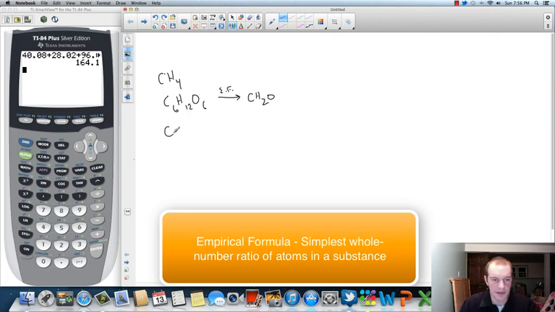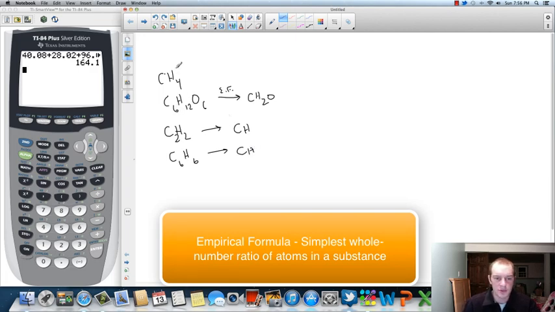Another example could be something like CH. Better yet, C2H2, which is acetylene, or ethyne. It's used for welding. It's a gas. We can see obviously that C2H2, which is ethyne, can be broken down into CH. Not only can C2H2 break down into CH, but also C6H6 can be broken down into CH as well.